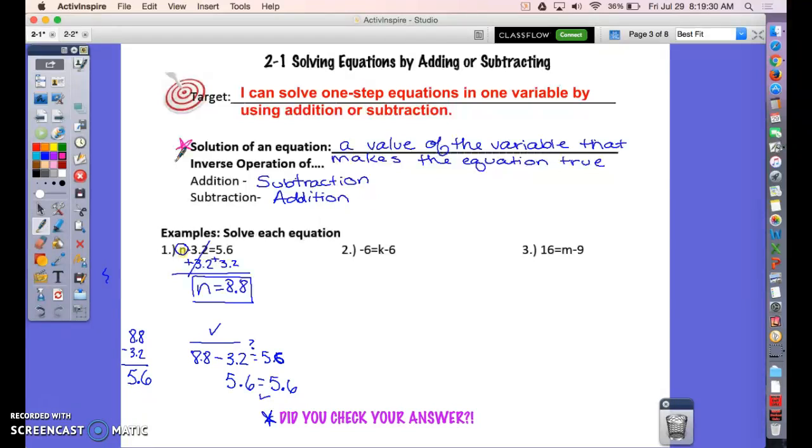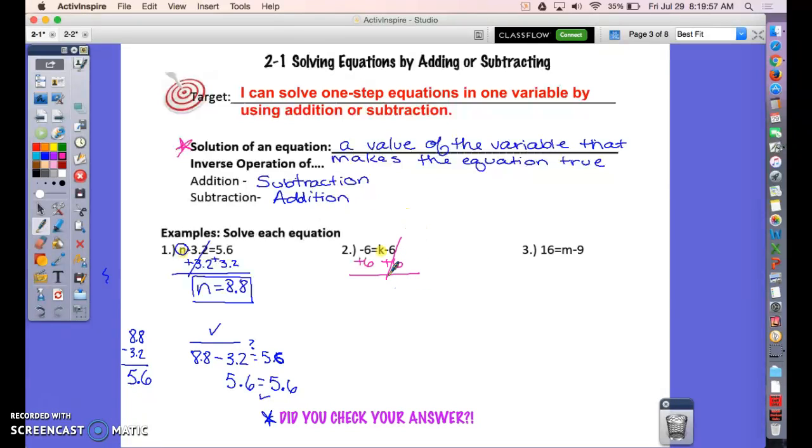Perfect. Next problem. You can look for your variable, and again, you may want to highlight it. You may not need to do this, but I'm going to just start us off with the basics. So there's k. I look to see what is happening to my k. Well, I can clearly see that I am taking away 6 from k. That's right here, right? So the opposite of taking away 6 would be adding 6. So I'm going to add 6 to both sides of my equation.